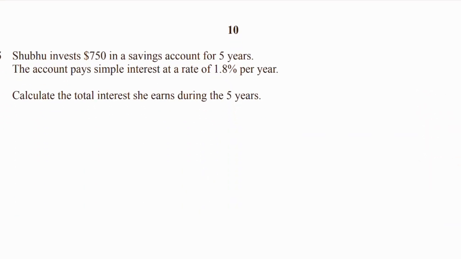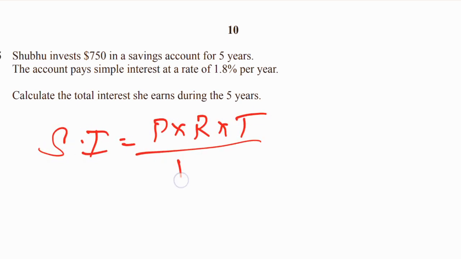Shubhu invests $750 in a savings account for 5 years. The account pays simple interest at a rate of 1.8% per year. Calculate the total interest earned in 5 years. We know simple interest SI is equal to P multiplied by R multiplied by time, upon 100. Here P is the principal, R is the rate, T is the time, and over 100. So P is given as 750, R the rate is given as 1.8, and time is 5.